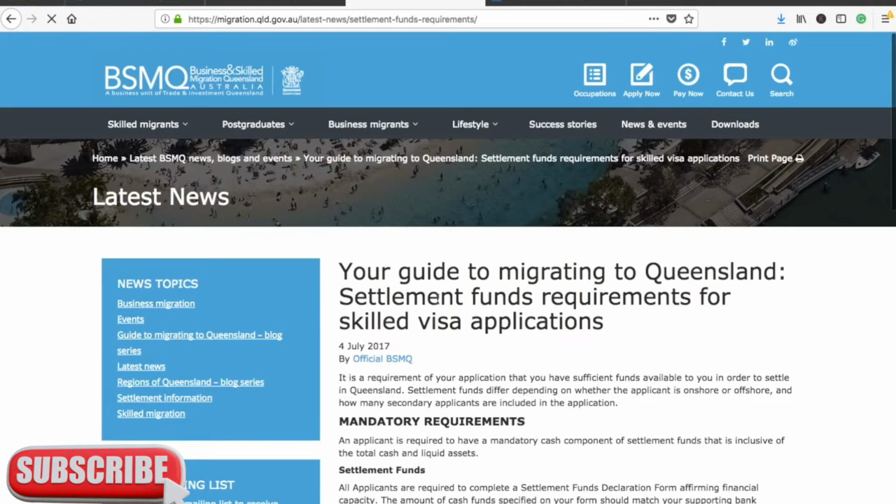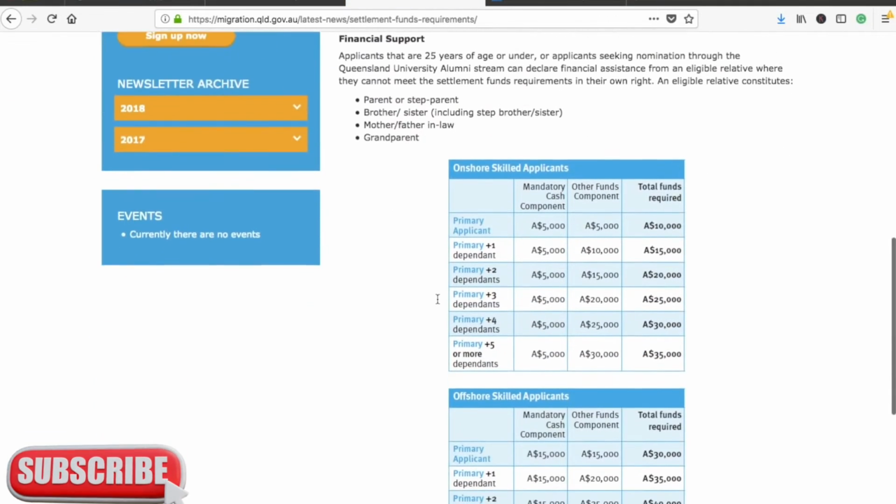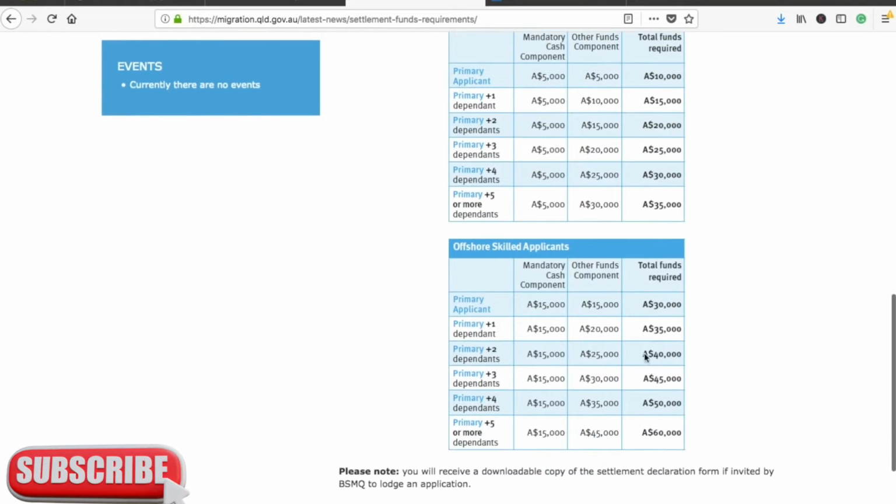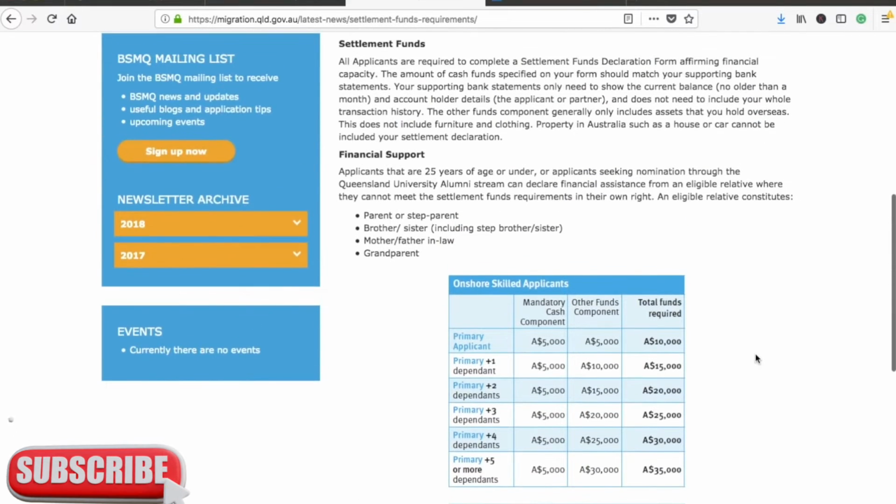For the state of Queensland, you need to have this much amount. Actually, 30,000 for the primary applicant, 35,000 for the primary applicant and one dependent, and 40,000 for two dependents. So in case you're a family of two, you and your spouse, you need to show 35,000 Australian dollars, and if you're a family of three, you, your spouse, and one child, in that case you need to show 40,000, and so on. This is a big amount, I understand, but this is what it is.